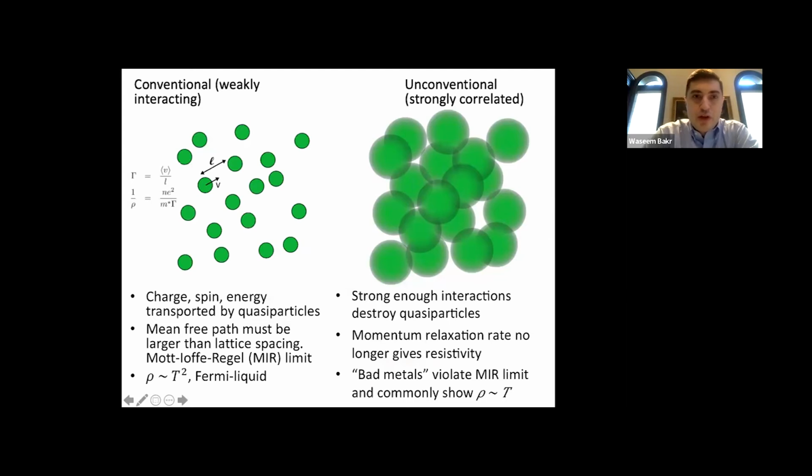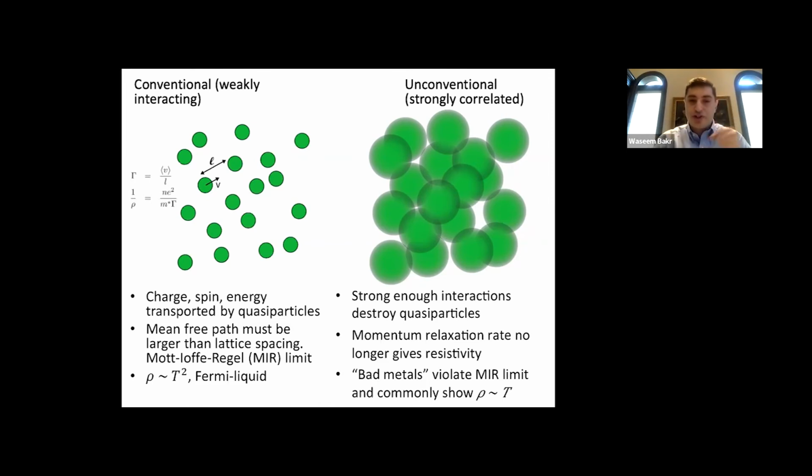Okay, so let me first define a strange metal by contrasting it with what a normal metal is. A normal metal would be a metal where the interactions are weak, and we can describe the behavior of the system in terms of quasi-particles. These quasi-particles are basically dressed versions of the electrons, and they carry the various conserved quantities like charge or spin or energy. These are all carried by the quasi-particles.